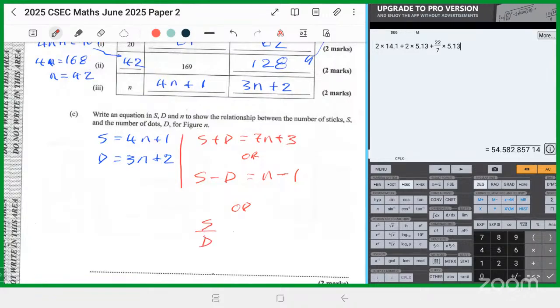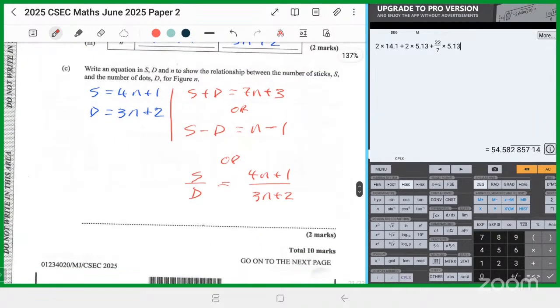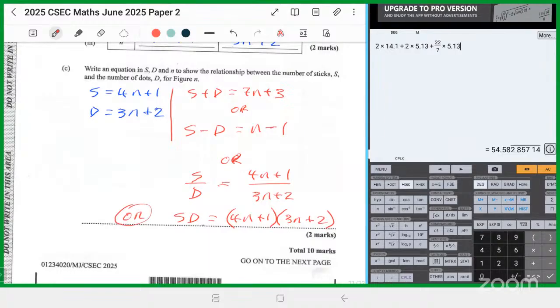S over D equals 4N plus 1 over 3N plus 2. And we can multiply them and say S times D equals 4N plus 1 times 3N plus 2. I guess any one of those approaches, they will give me a mark. I don't think the one where you actually eliminate the N, otherwise they would have said a relationship between S and D.